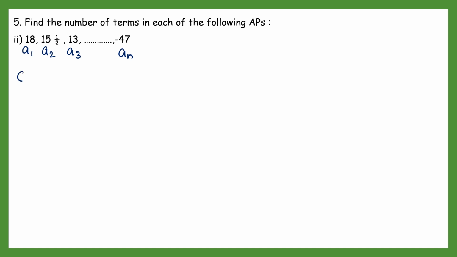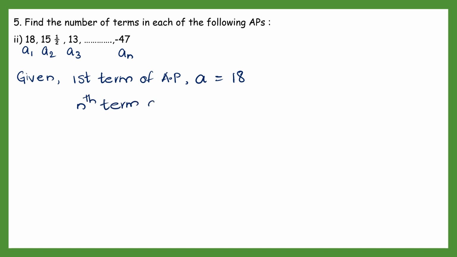minus 47. So they have given the first term of the arithmetic progression, that is A or A1, you can tell anything, is 18. Then they have given nth term. Nth term means last term. If there are n terms of arithmetic progression, last term will be the nth term. An is equal to minus 47.